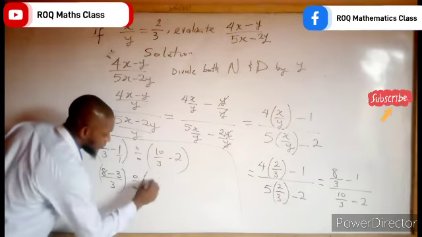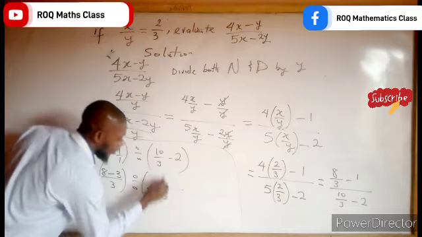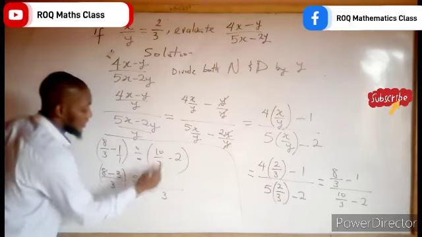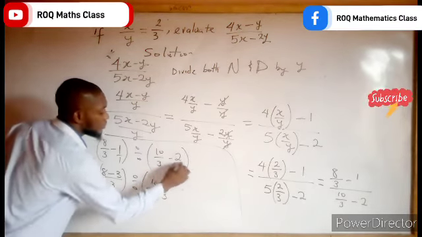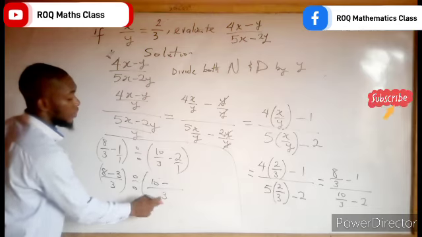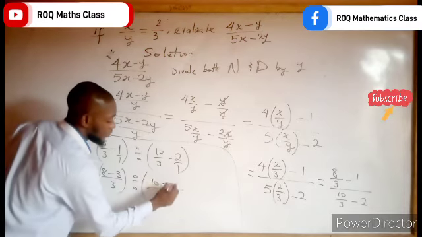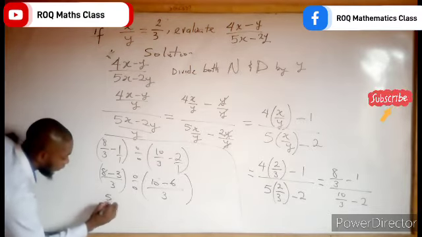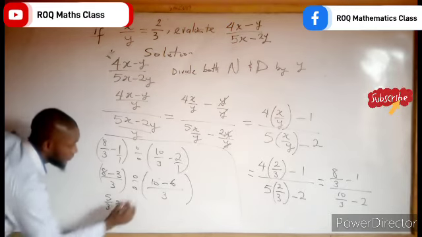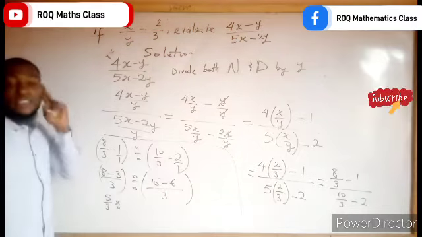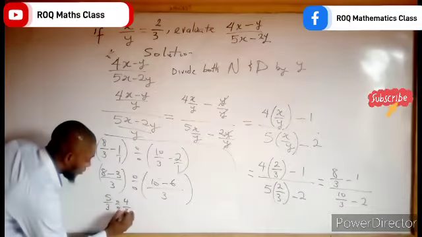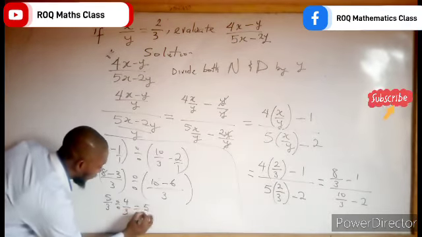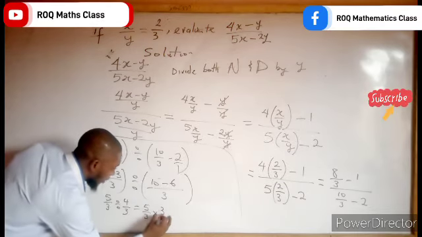Divided by, the LCM is 3 again. How many 3s can I see? 1, and 1 times 10 is 10, minus; how many 1s can I see? 3, and 3 times 2 is 6. So this is the same as 5 over 3 divided by (10 minus 6) over 3, which is 4 over 3. So this is 5 over 3 times 3 over 4.